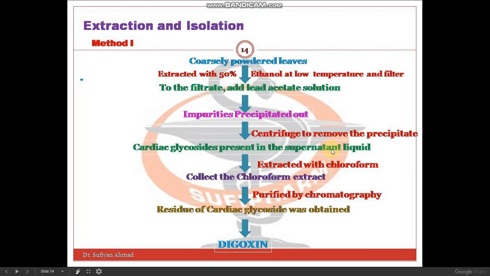You will remove the precipitate and you will find the liquid which contains cardiac glycosides. And from this liquid, how will you isolate cardiac glycoside? You will use an organic solvent like chloroform. Okay, then you will further purify it using column chromatography or other chromatography technique, and finally you will obtain digoxin as your pure compound.